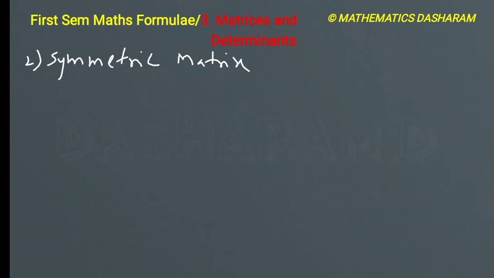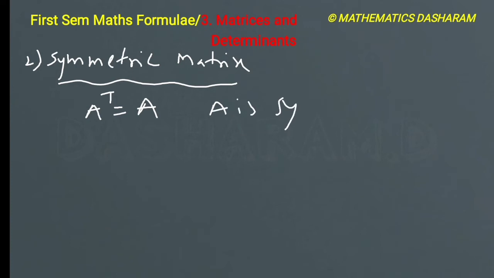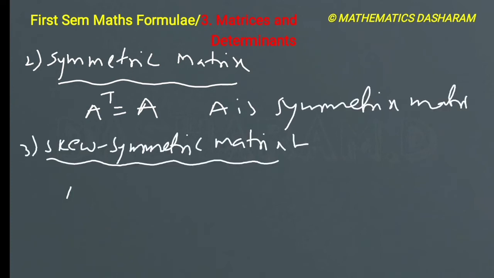Next one is the symmetric matrix. If A transpose equals A, then A is called a symmetric matrix. Next is the skew symmetric matrix. If A transpose equals minus A, then A is called a skew symmetric matrix.